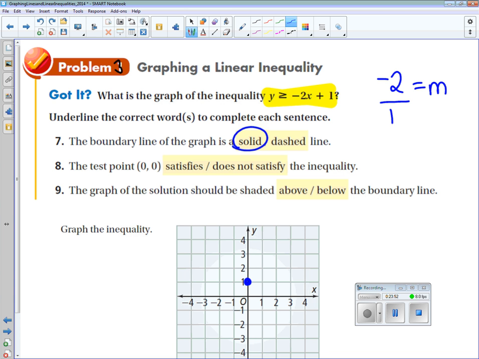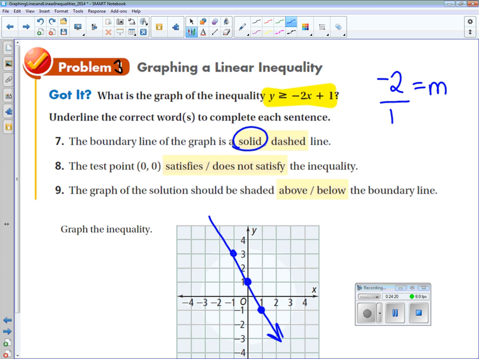So what does the negative 2 over 1 tell me? Do I go up, down 2, left, right 2? What am I doing? Down 2, right 1. There you go. So down 2, right 1. I could also go up 2, left 1. But the slope's going down. Yes, because when I draw my line, it will be going down from left to right. I connect them with what kind of a line? Solid.